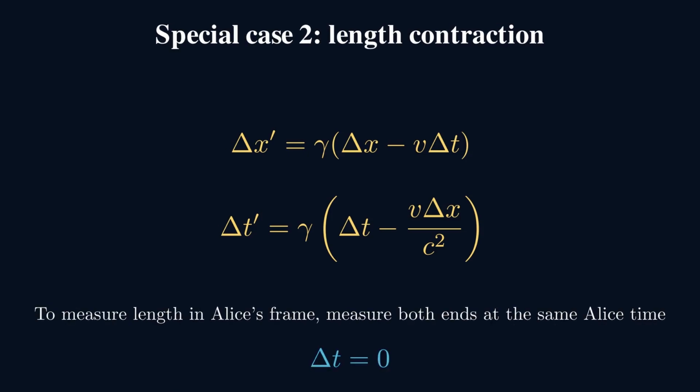Now let's look at a different phenomenon. We can write the equations with x prime, t prime replaced by delta x prime, delta t prime, and the same with delta x and delta t. And let's say that we've measured the length of something in Alice's frame. So we have to measure both ends at the same time, delta t equals 0. The first equation becomes delta x prime is gamma times delta x. Now let's call the length in Bob's frame, delta x prime, L0. And let's call the length in Alice's frame, delta x, L. And so what we end up with is L0 is gamma times L.